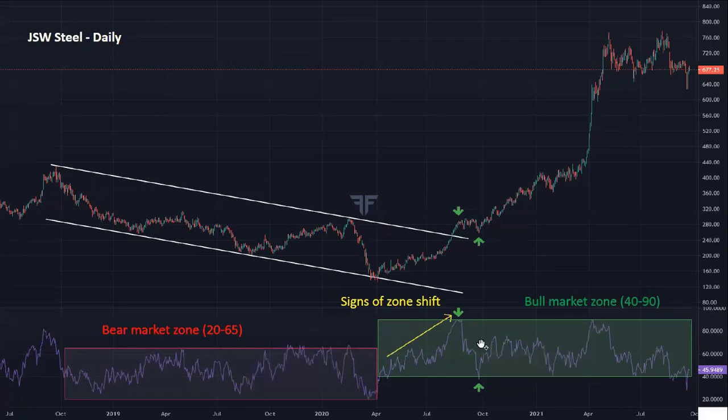Whenever there is a zone shift, as you can see in the case of this JSW Steel, the RSI will swiftly move to the overbought region of the bull market, which happens to be 80 and above, and the subsequent decline from there will halt at 40, which happens to be the bull market support zone. So that's a classic evidence of potential zone shift. That is how you can use these signals to generate broader signals.